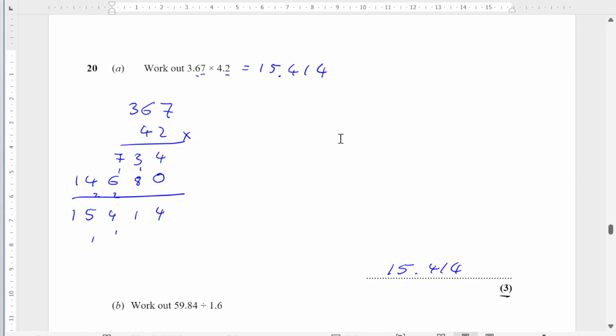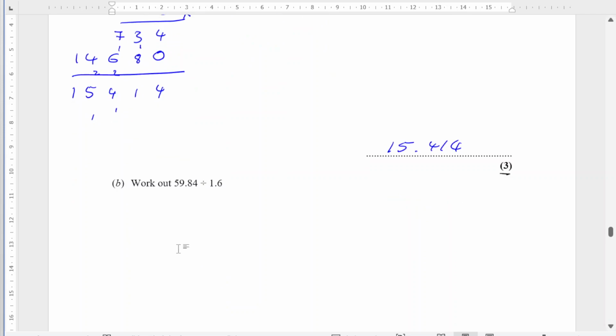And then the second part, work out 59.184 divided by 1.6. I never like dividing by a decimal number, so I would times both these digits by 10. It's a bit like fractions. 59.84 over 1.6 is going to be equivalent to 598.4 divided by 16. And then I would stick with that, although I'd cancel it down a little bit first of all.